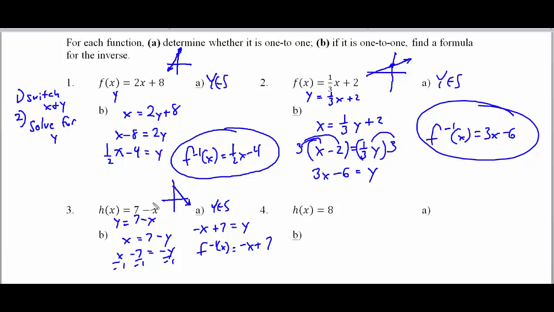Spoiler alert, it's a reflection over the y equals x line, but I'd rather explain that in a separate video rather than trying to put it into this longer form video. Now this is y equals 8, and that is a horizontal line, and that does not pass the horizontal line test, and therefore this does not have an inverse. So that's the end of that. If you find a function that isn't one-to-one, then you can't get an inverse.